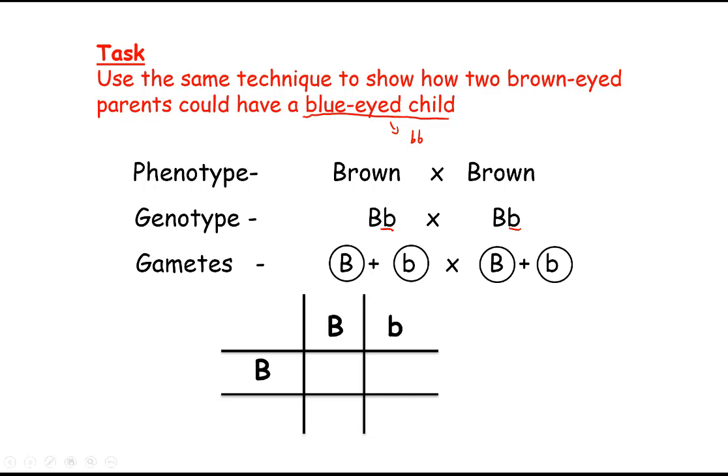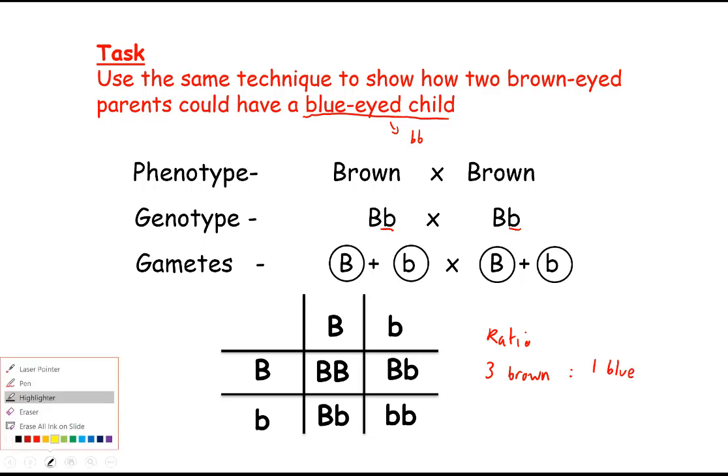So we add them into the Punnett square and we get this. Now, in this example, the ratio will be 3 brown to 1 blue. So our 3 brown is here, here, and here, and our blue is here.